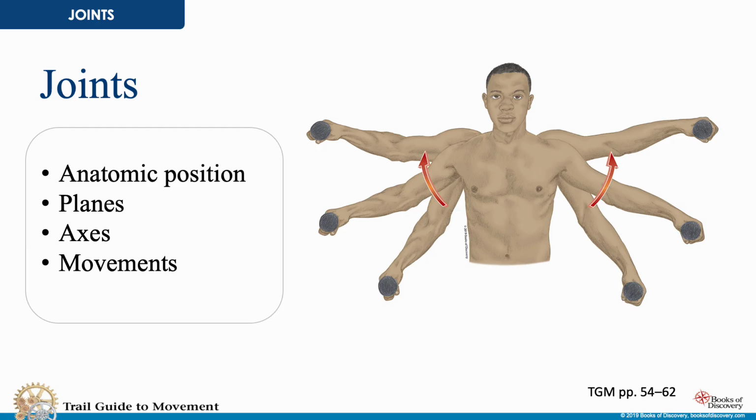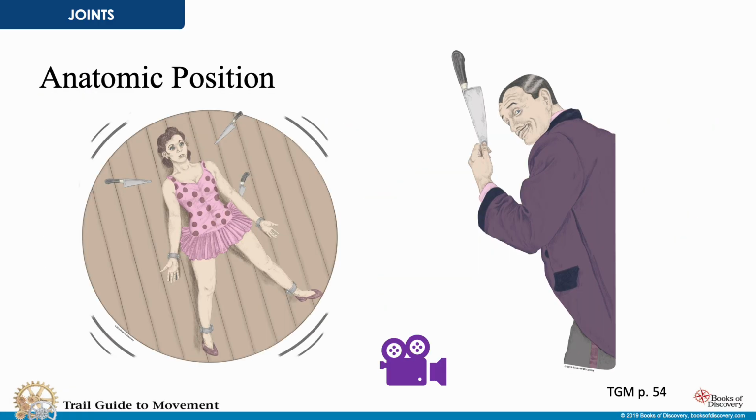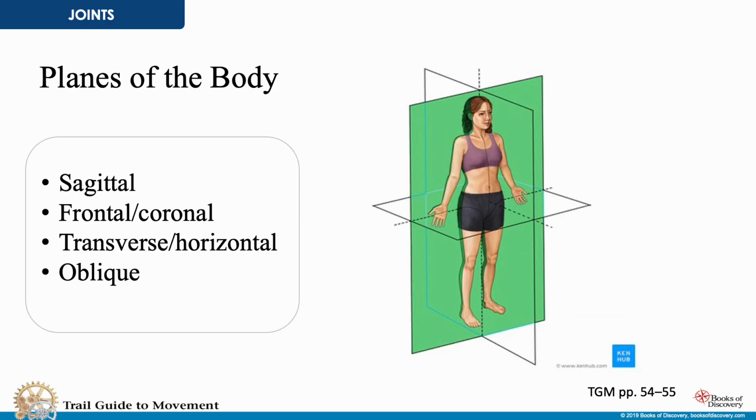As we begin, we'll be going over anatomic position, planes, axes, and movements. To understand movement, we first need a map, so we'll always start from the anatomic position. This slide is slightly scary, but it will help us remember what the anatomic position is. So starting from the anatomic position, the different planes of the body are sagittal, frontal, coronal, transverse, horizontal, and oblique.